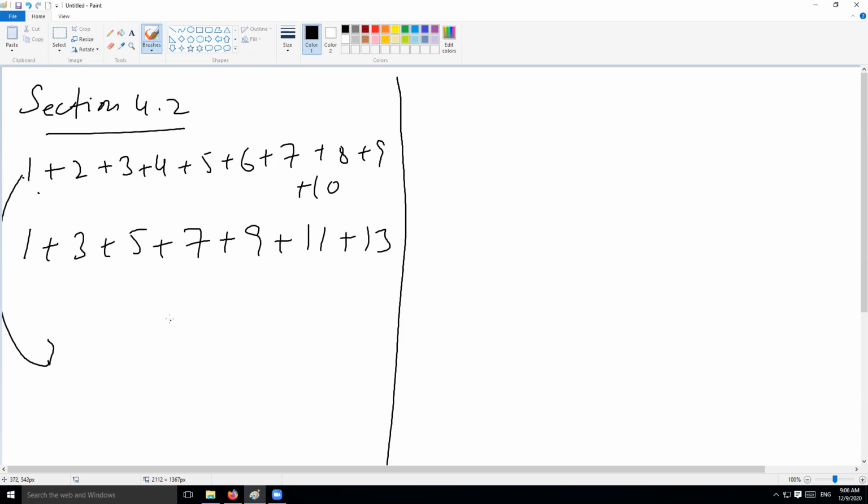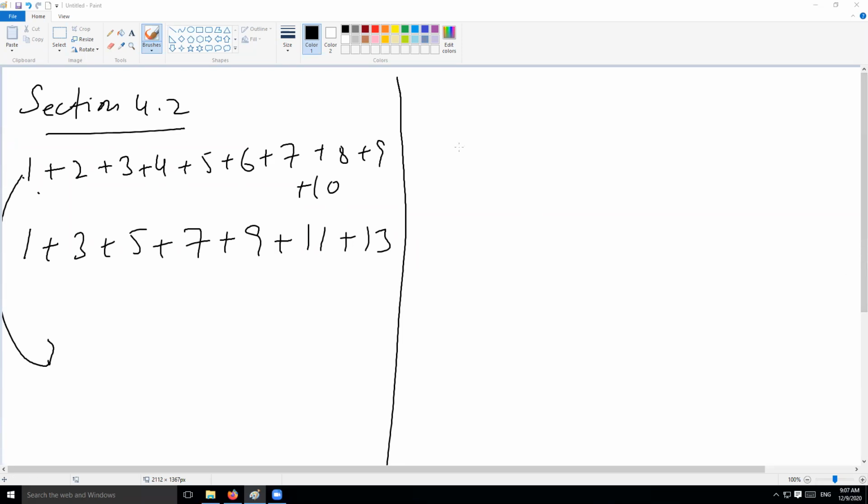So the general form of this sequence is, beta, please turn off your audio, okay? Okay.